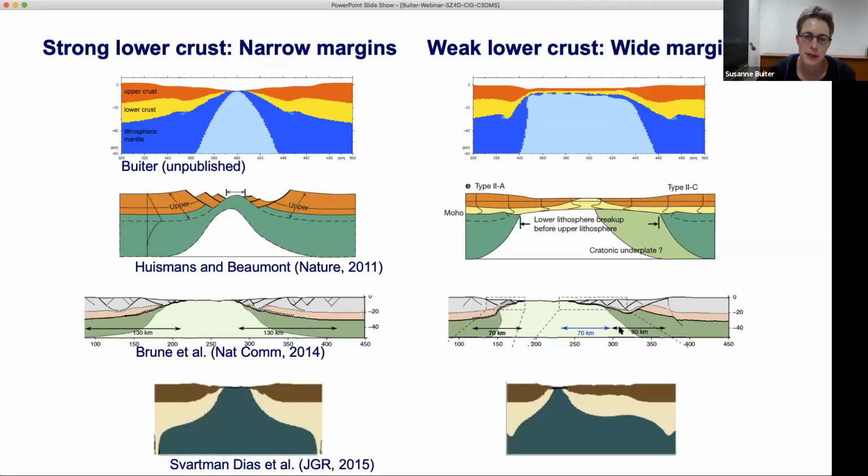Now, what you can see is there are examples from different modeling groups using different codes. And we're seeing small differences, but overall we're seeing the same style, so that's really reassuring. So I would like to first explain how we actually get to this. So how do we create the narrow margin and the wide margin? And then come to why I think that there is still an issue with our story of creating narrow and wide margins, and that this is not the complete story.